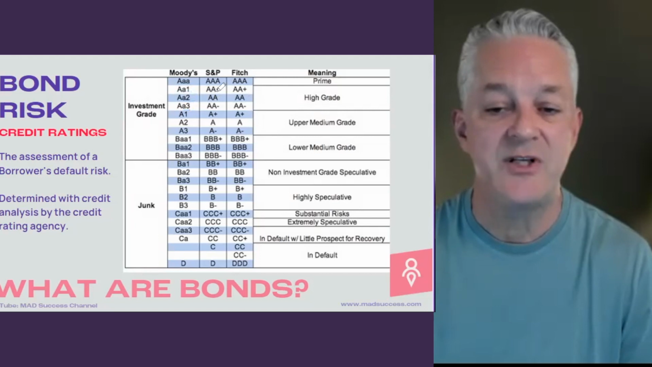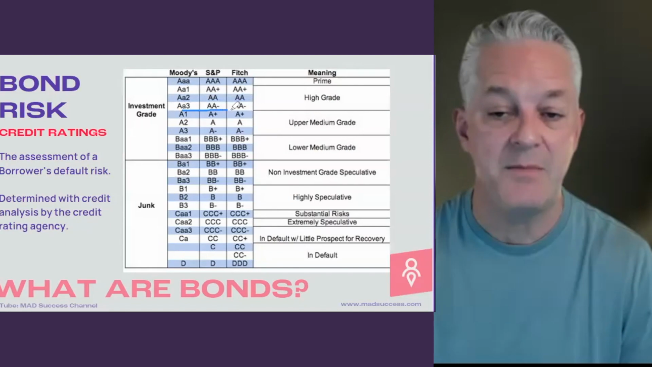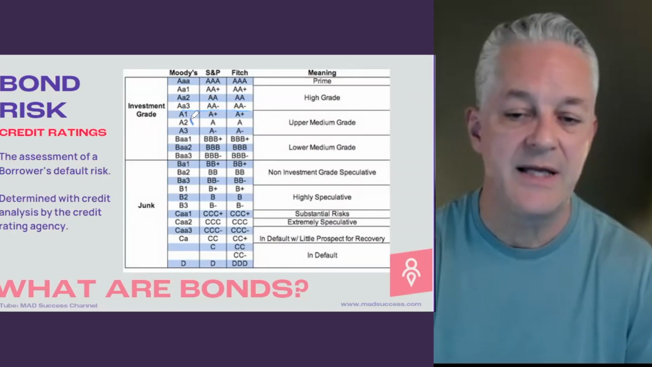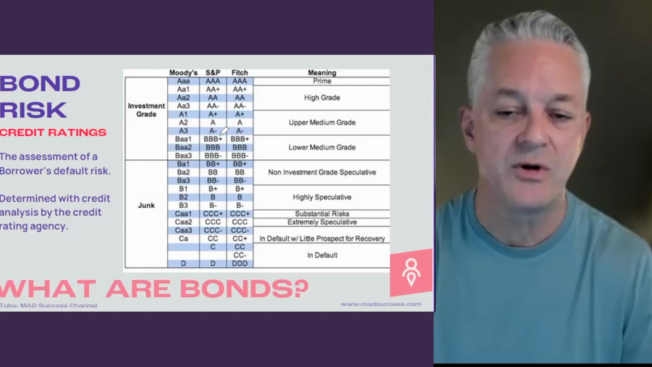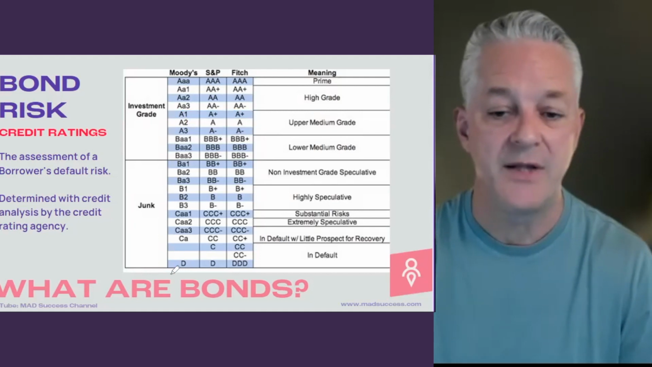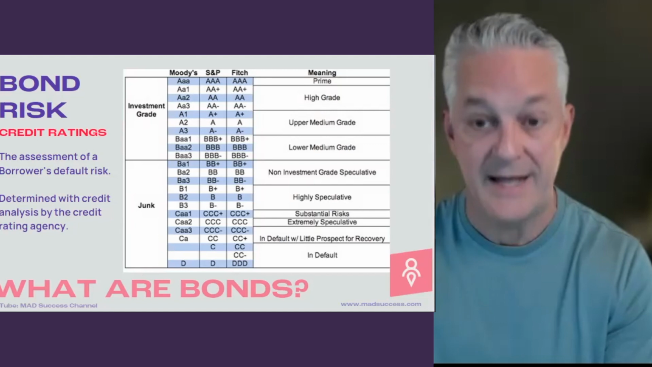But S&P and Fitch use a plus-minus system. So A1 is the same as the plus, or they have A2, which is AA, or A3, which is A minus equivalent, or double A minus equivalent. So the same thing here. Here's single A, it's 1, 2, 3, or plus, neutral, minus, and so on down the road. So just so you know that.